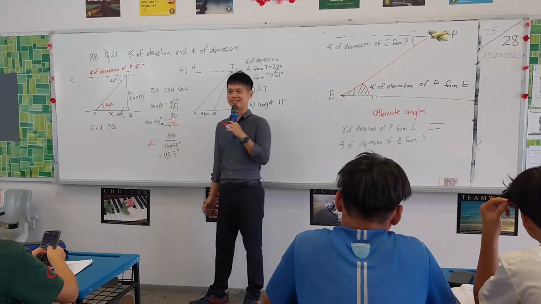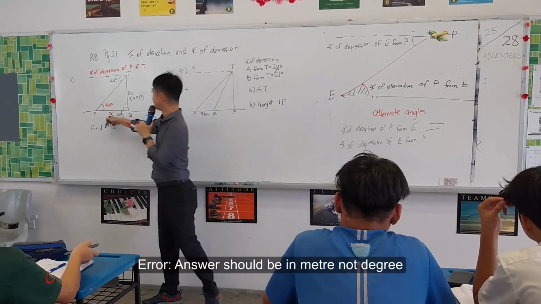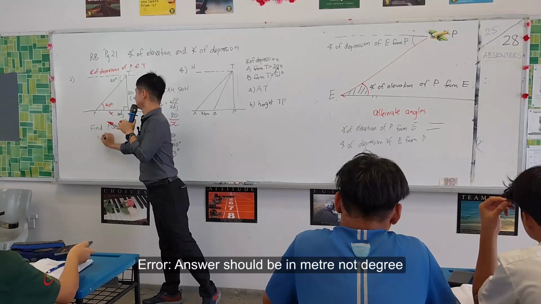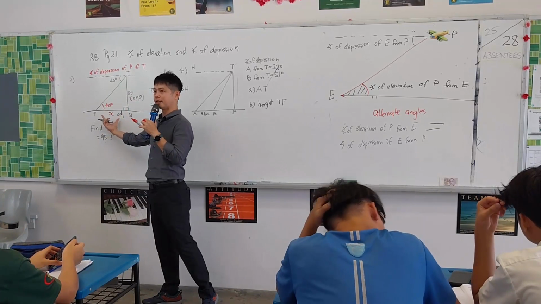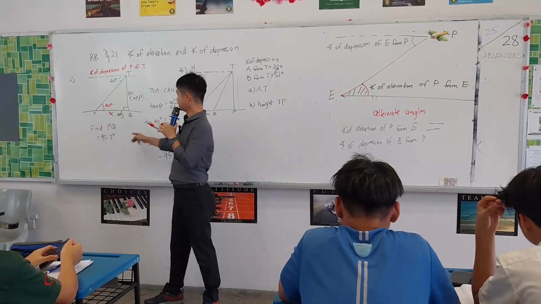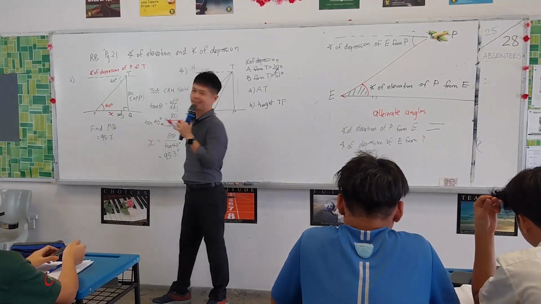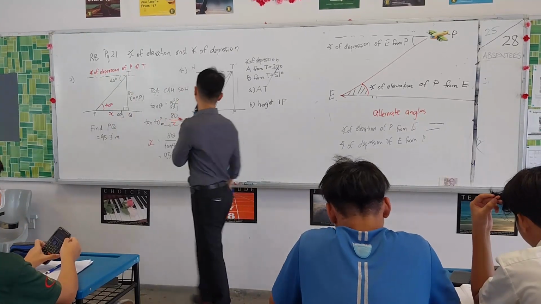I need to check whether this answer is reasonable or not. Is it okay to have 95.3? Looks okay, right? Because this is already 80, so this is okay to be 95.3. Yeah, that's the length. Oh, sorry. Okay, that's the length. I think it's meters, it's fine.